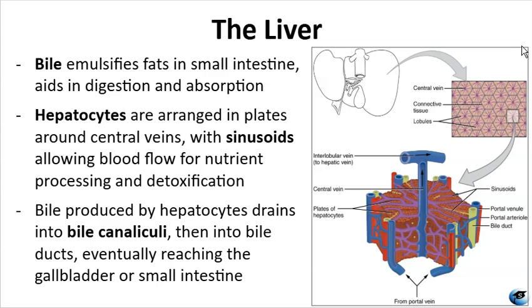Meanwhile, hepatocytes produce bile, which is secreted into tiny channels called bile canaliculi. These canaliculi merge to form larger bile ducts, which carry bile either to the gallbladder for storage or directly to the small intestine to aid in digestion. So understanding the dual function of the liver in both blood processing and bile production, this is important for appreciating the liver's role in maintaining digestion and overall body homeostasis.